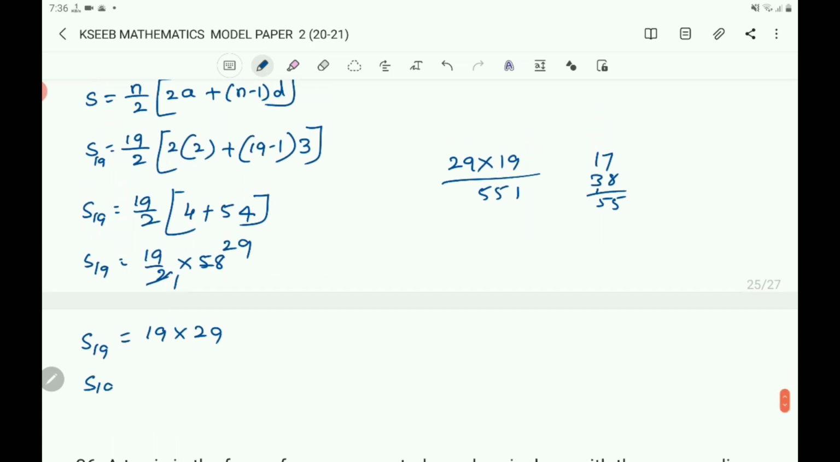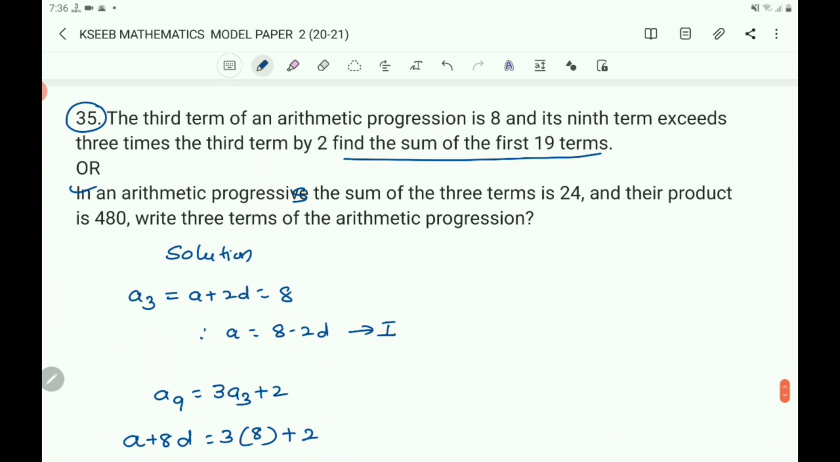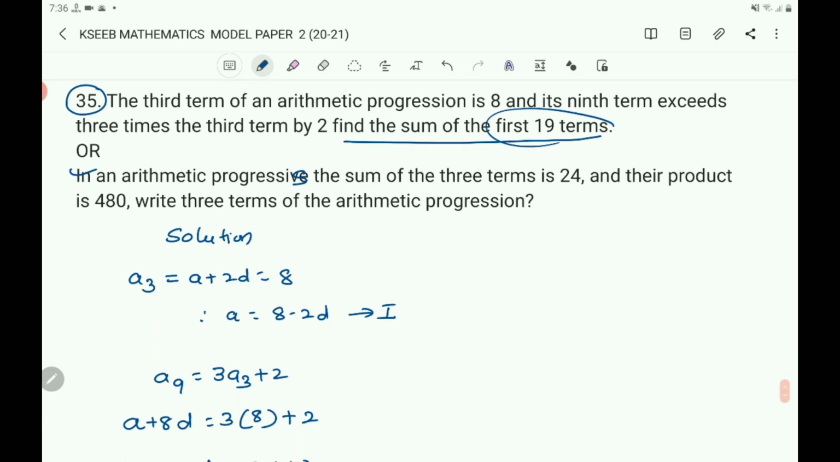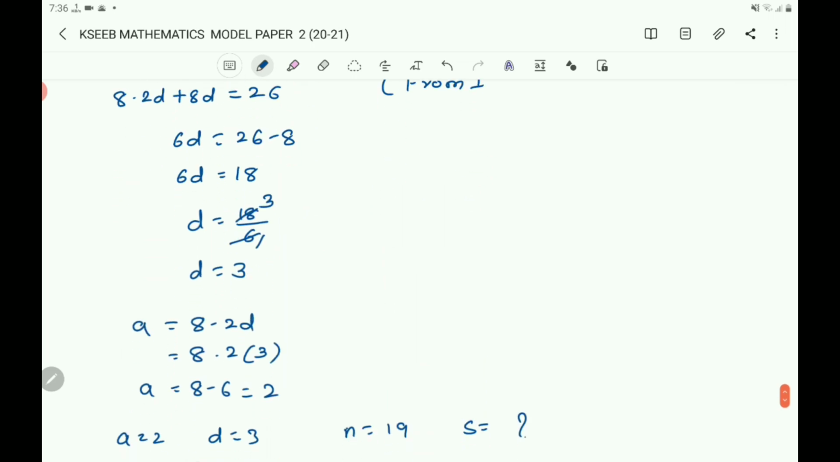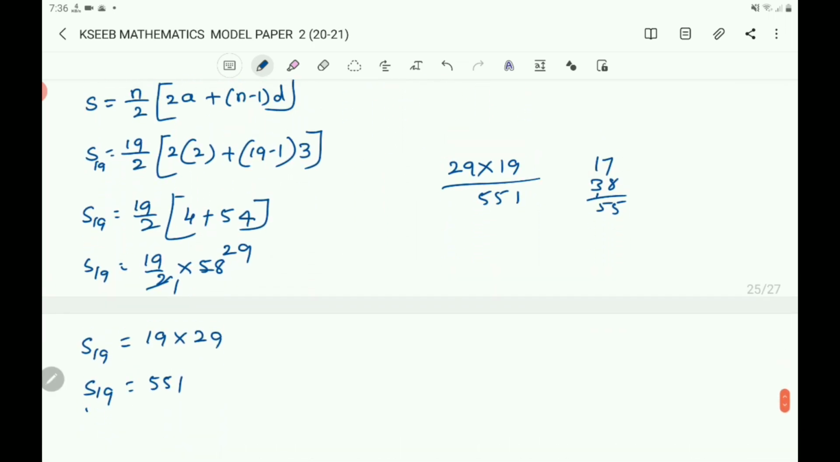So S19 equals how much? 551. Then find the sum of the first 19 terms. The sum of the first 19 terms is 551.